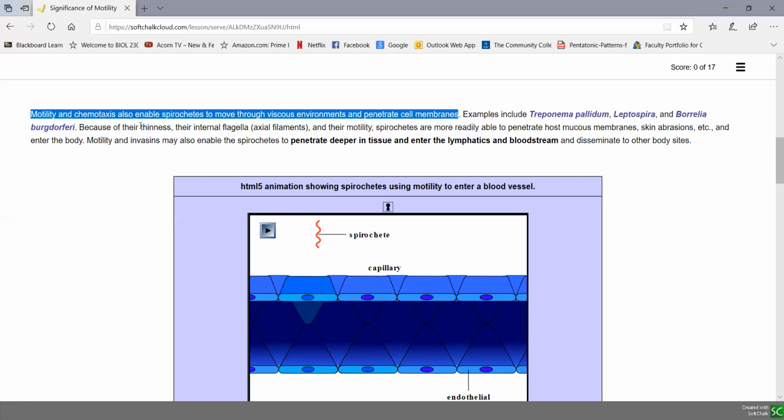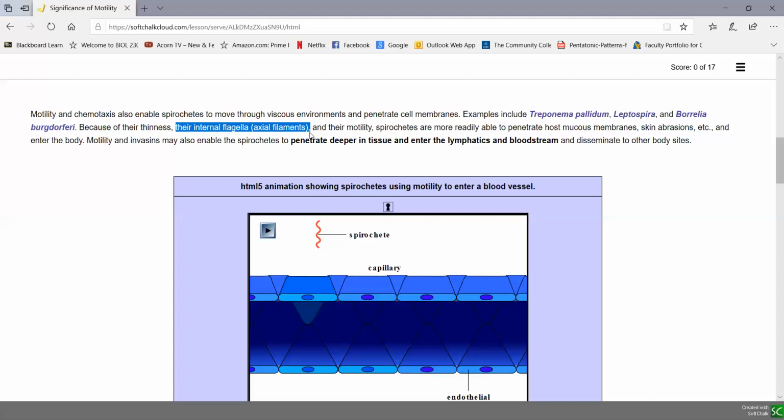The spirochetes are some of the thinnest of the bacteria. So by being very thin, there's less body of the bacterium at the tips to block their forward motion. And you don't have the damping action of the viscosity or the sliminess preventing the flagella from rotating, because the flagella lie inside the cell between the outer membrane and the peptidoglycan, the axial filaments. So because of their thinness and their internal flagella and their motility, spirochetes are more readily able to penetrate host mucous membranes and skin abrasions, so sometimes helps in entering the body.